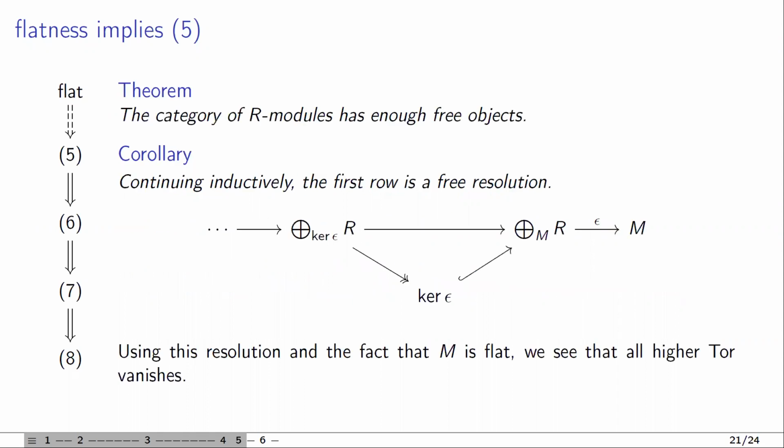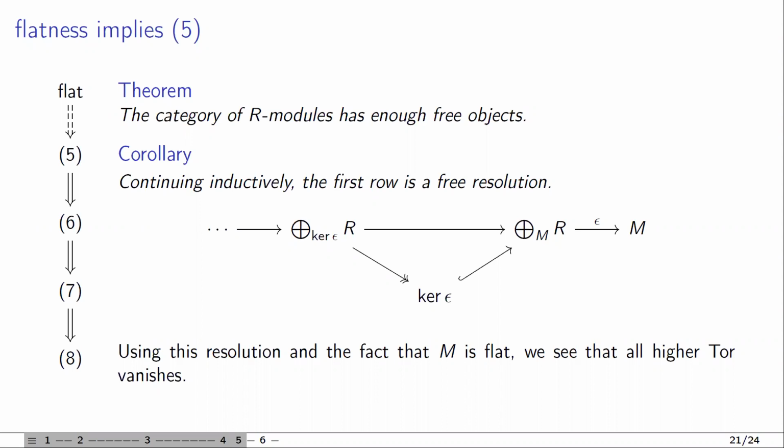And the free resolution is: if you have an M, then the next object should be M copies of R, with the first map being epsilon. We can consider the kernel of epsilon and take the kernel of epsilon many copies of R. Because there is a canonical map from the kernel of epsilon copies of R to the kernel of epsilon, this is surjective, and from the kernel of epsilon to M copies of R is injective.